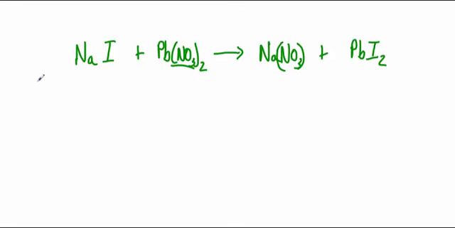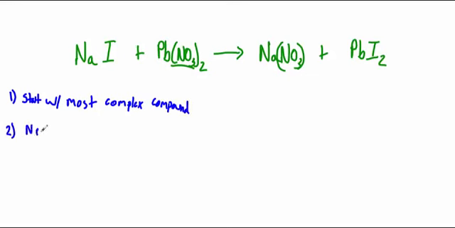Now, there are a couple rules to follow when you're balancing a reaction. Rule number 1, start with the most complex compound. Okay. Rule number 2, never, ever change subscripts. You can't do that. That changes the compound.